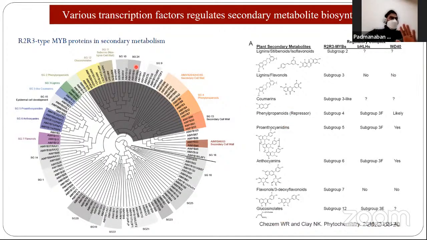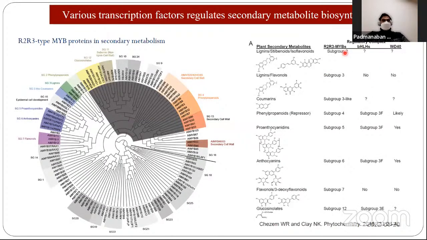So all these R2R3 MYBs are present in the model plant Arabidopsis, which has homologs in all plants as well, all the medicinal plants, which I will explain in detail. Glucosinolates are one of the famous compounds from the Brassicaceae family. Arabidopsis also belongs to Brassicaceae. In secondary wall production, there is another MYB transcription factor. Phenylpropanoids, secondary cell wall, proanthocyanins, anthocyanins, flavonols, and all these secondary metabolite production is tightly regulated by R2R3 MYB type transcription factors.